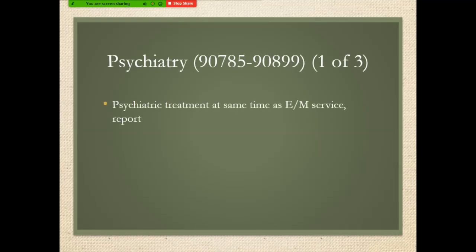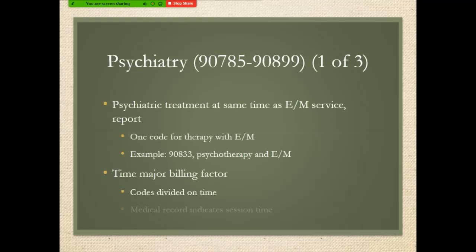So now we're going to move into psychiatry. Psychiatry 90785 through 90899. The psychiatry section has a lengthy note under the heading that details the use of psychiatric codes in conjunction with hospital and clinic E&M services.